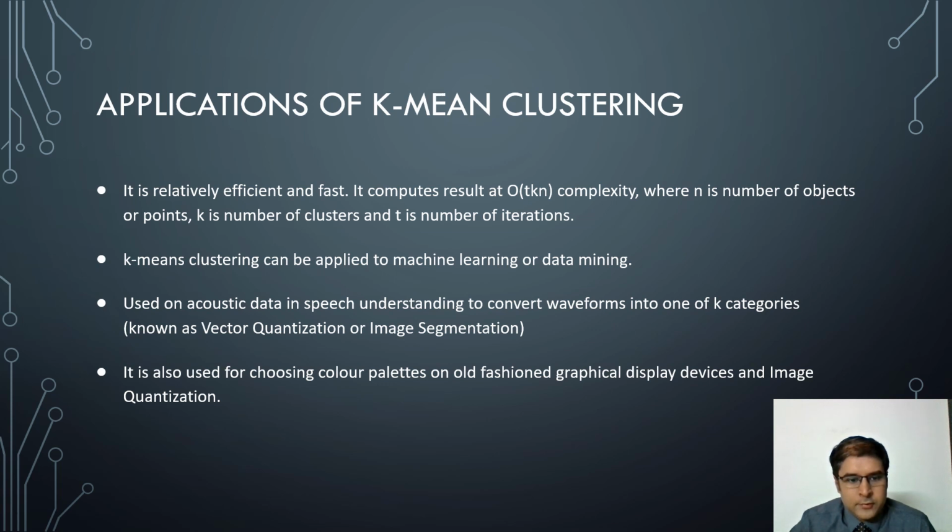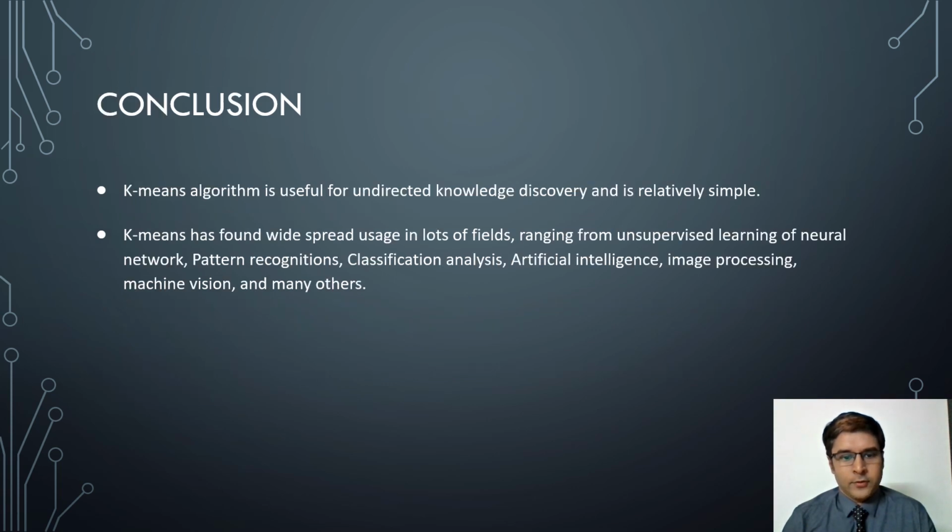K-means clustering can be applied to machine learning or data mining very easily. It can be used on acoustic data in speech understanding to convert waveforms into one of k categories, known as vector quantization, or for image segmentation. It is also used for choosing color palettes on old-fashioned graphical display devices and image quantization. To conclude, the K-means algorithm is useful for undirected knowledge discovery and is relatively simple. K-means has found widespread usage in lots of fields, ranging from unsupervised learning of neural networks, pattern recognition, classification analysis, artificial intelligence, image processing, machine vision, and many others.